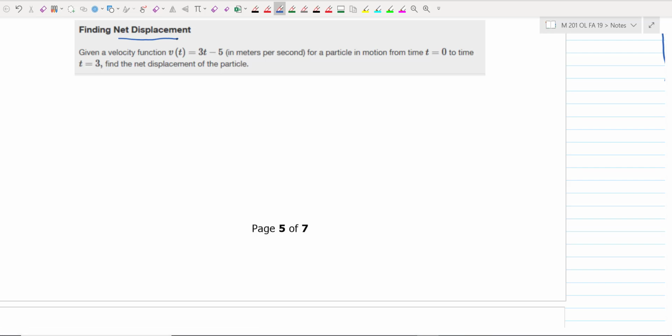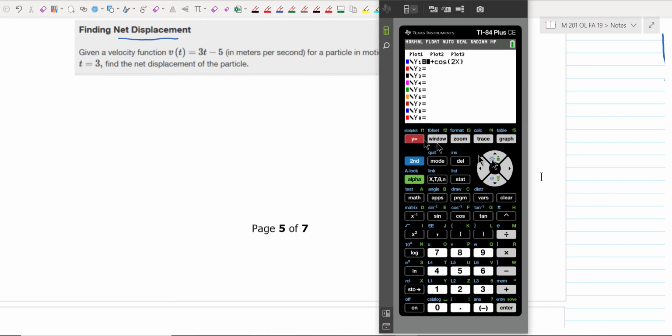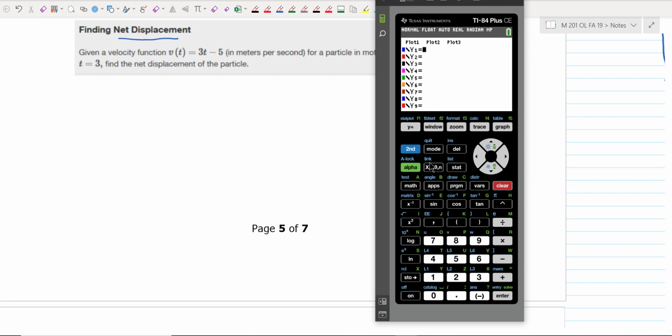So what I want to go through on this problem, first of all, says you have a velocity given by 3t minus 5 for a particle in motion from time equals 0 to time equals 3. We're going to find the net displacement of the object. A good way to look at the problem at the beginning is to just look at the graph, which is a linear function.